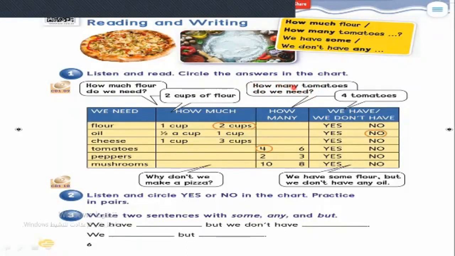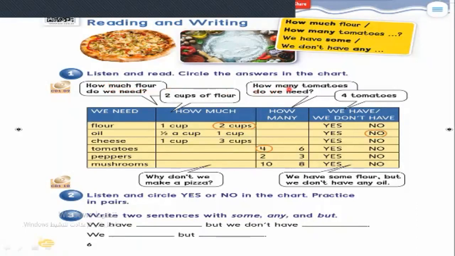We use how many to count things that can be counted, the countable things. We use how much for uncountable things. Like what? Things we cannot count, like flour, like rice, like liquid, anything liquid, which cannot be counted. So we say about it how much.